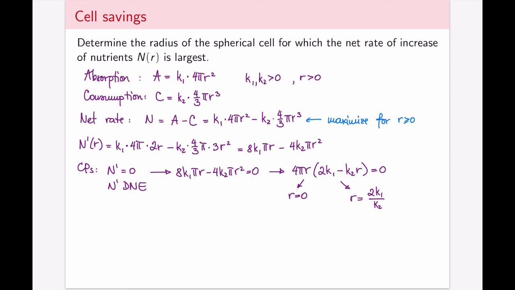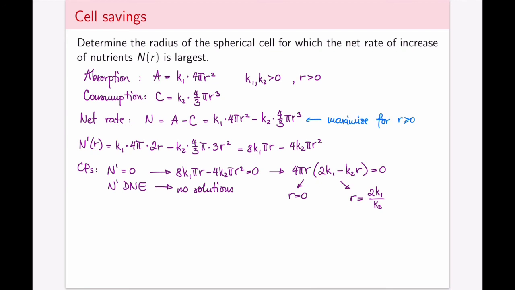So these are my two critical points from the case of the derivative being 0. What about the derivative not existing? Well, let's take a look at the derivative. This is my derivative. There's no denominators, no square roots, nothing scary like that. So this will produce no solutions. Okay, so that means that my only critical points are these two, 0 and 2k1 divided by k2.